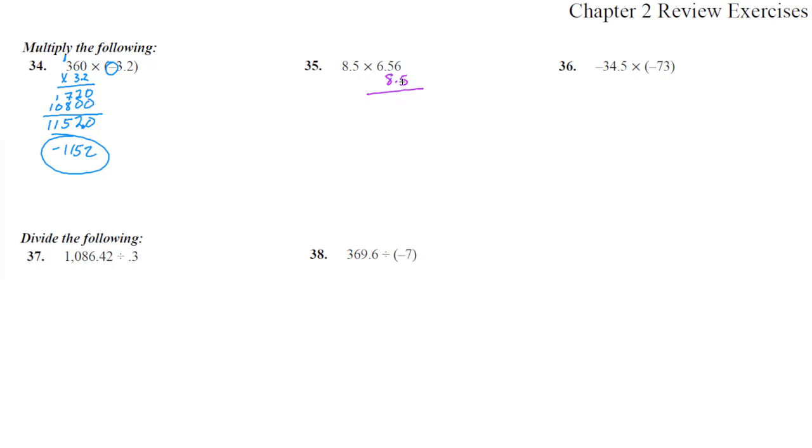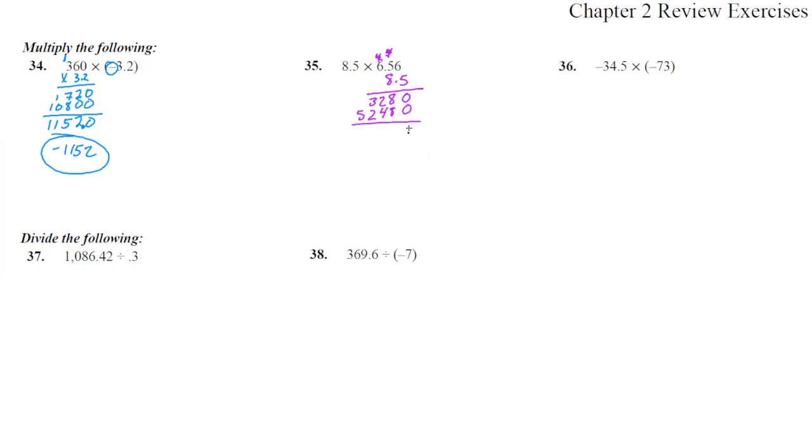Times them. 5 times 6. Both positive, so we're okay. 5 times 6 is 30. Carry the 3. 5 times 5 is 25. Plus 3 is 28. Carry the 2. 5 times 6 is 30. Plus 2 is 32. Put a 0 down there for that second number. 8 times 6 is 48. Carry the 4. 8 times 5 is 40. Plus 4 is 44. Carry the 4 again. 8 times 6 is 48. Plus 4 is 52. Now we must add them.